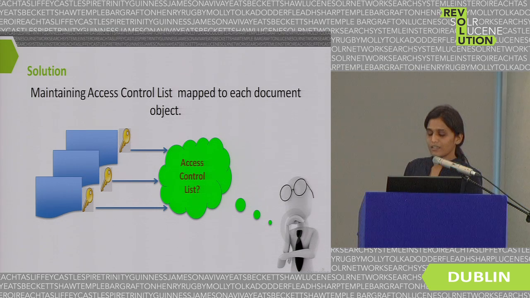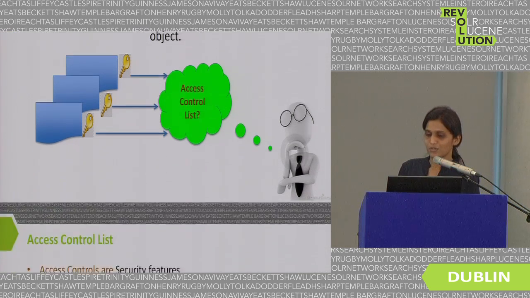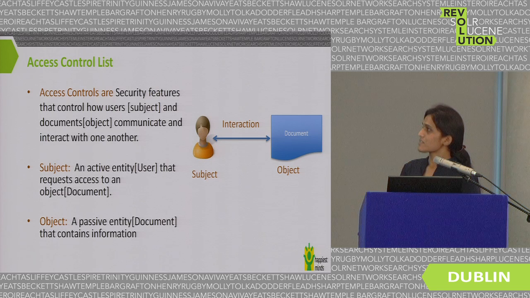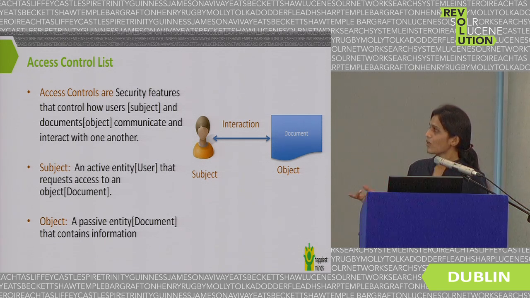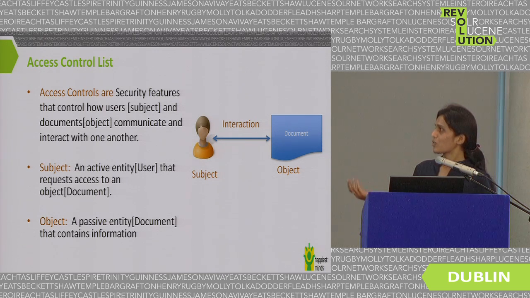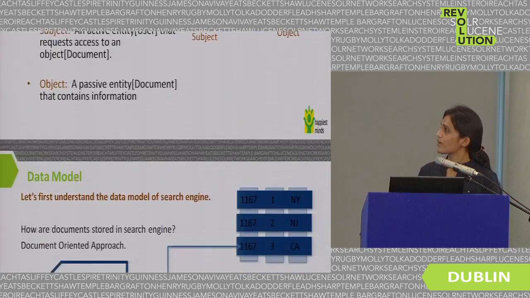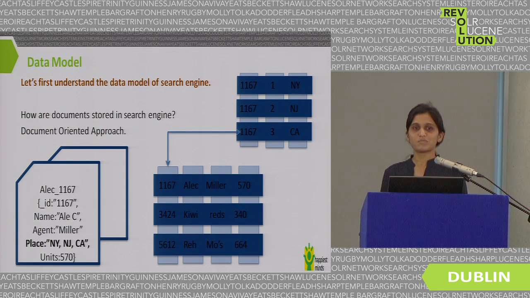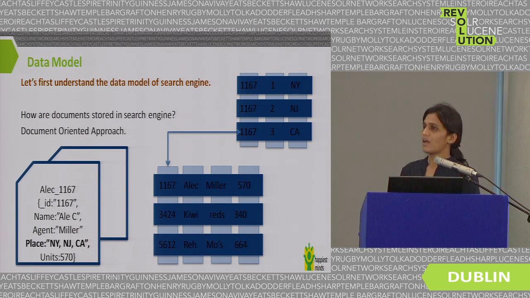Okay, fine. We'll define what access control lists are. Access control lists are the security feature that controls how users and documents should interact with each other. So the user becomes an active entity because it requests access, and the document is a passive entity because it contains the information. Okay, so now we understand what a search-based application is, where the threat exists, and how we are handling it, which is by using access control lists.